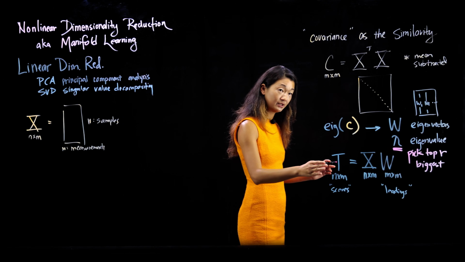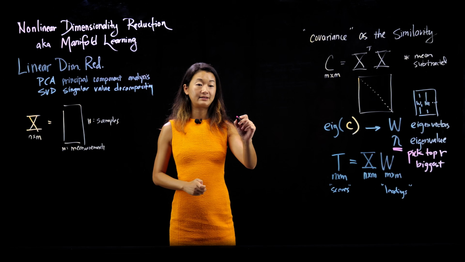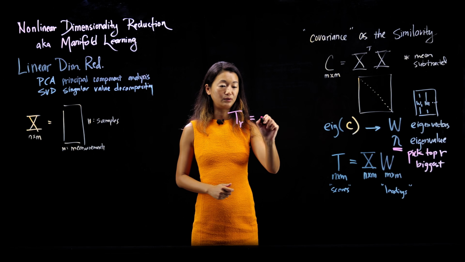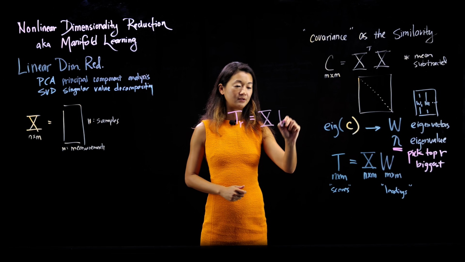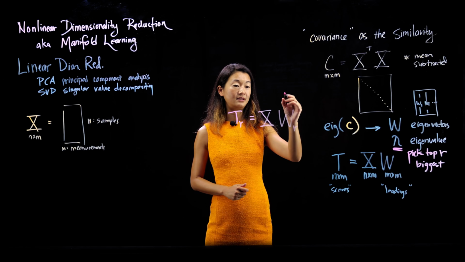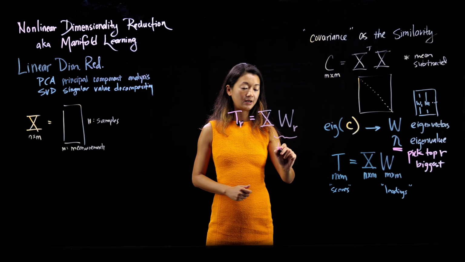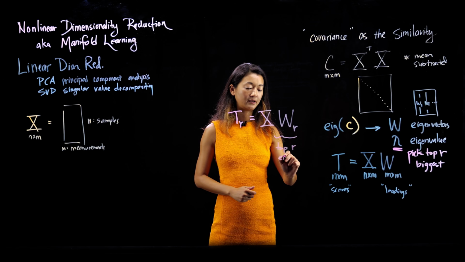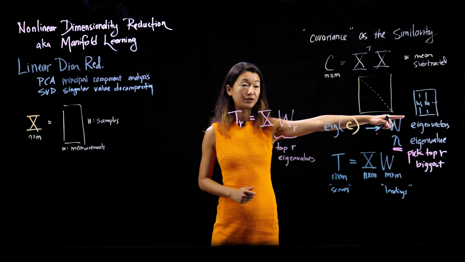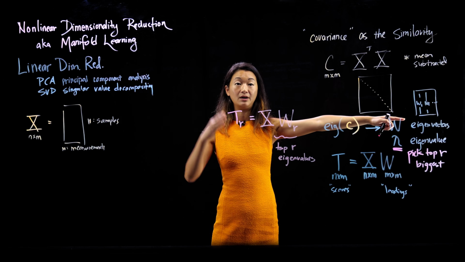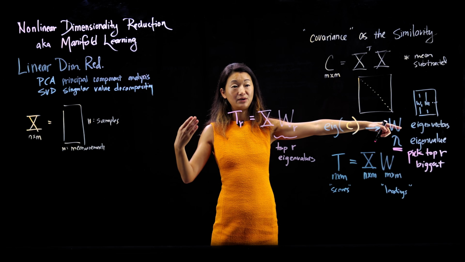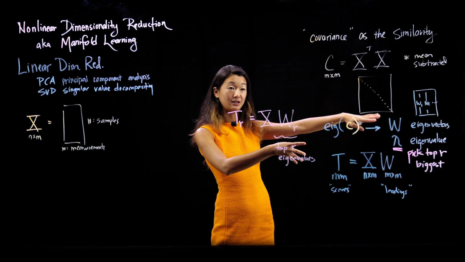We can then rewrite this formula here as T sub R, which means the top R, is equal to my data set times W sub R. Okay? Where here W sub R is the top R eigenvectors from that matrix over here. I'm just going to literally pick the columns of W, the eigenvectors, that correspond to the eigenvalues that ended up being the largest in this eigendecomposition.